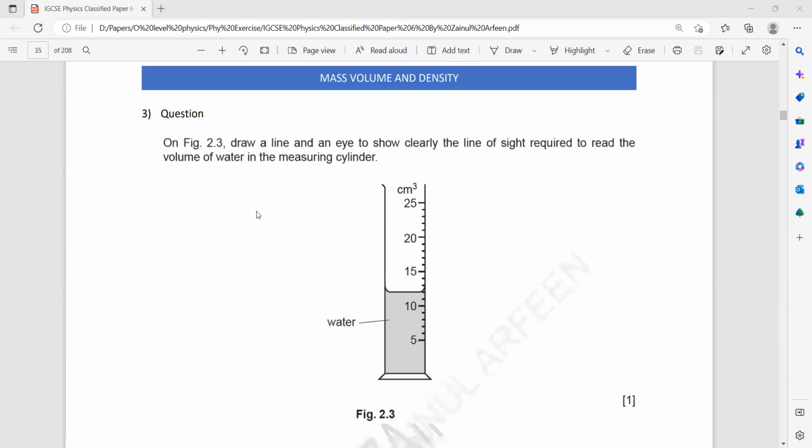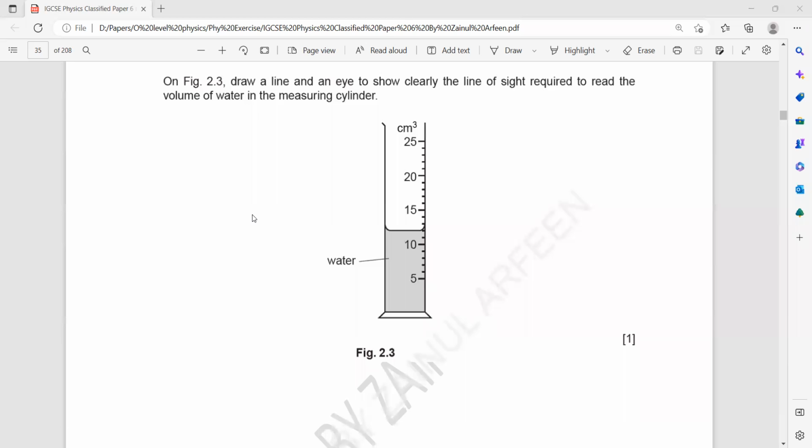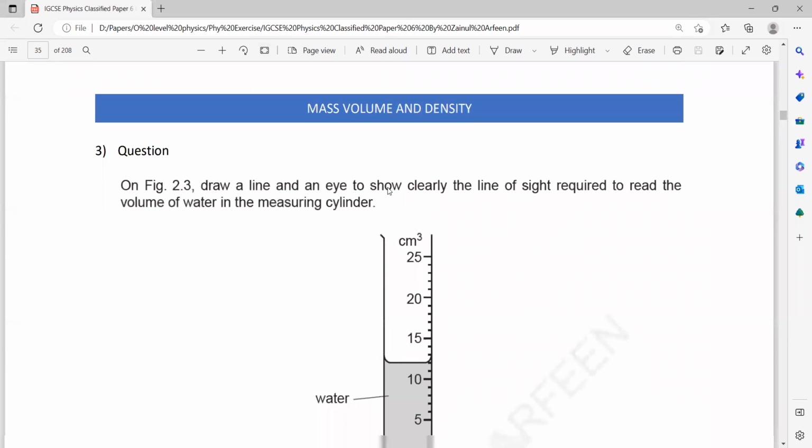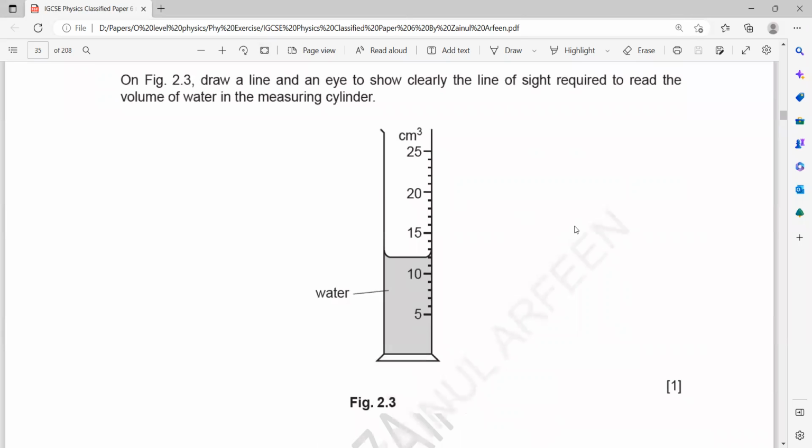Moving on to the next question, question 3. It's only one part. Figure 2.3, draw a line and an eye to show clearly the line of sight required to read the volume of the water. And one more thing, when the side where the scale is, the markings are there, try to draw the eye at that position, okay? Because that's the right way.